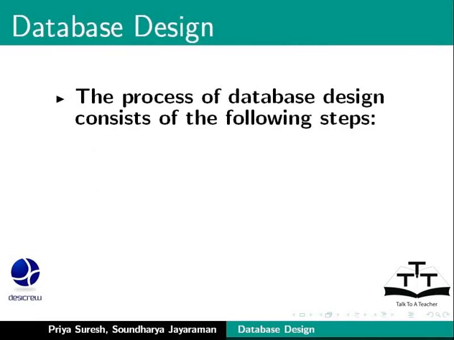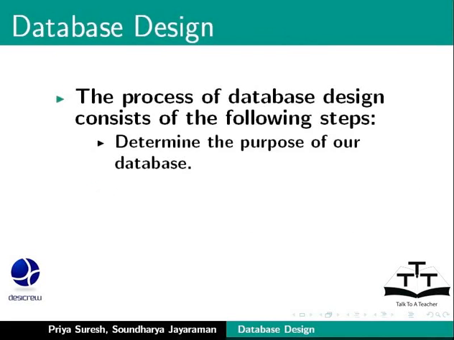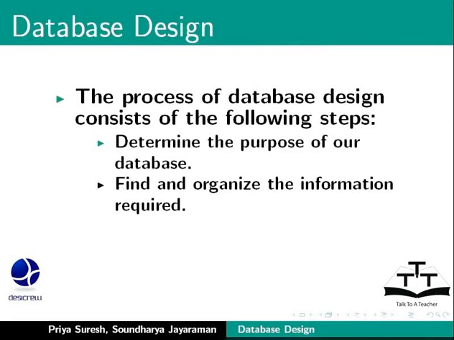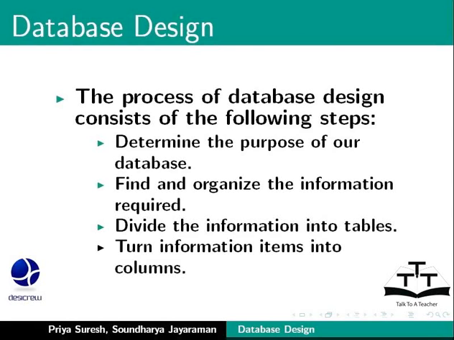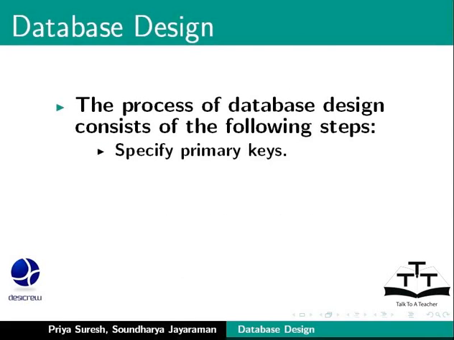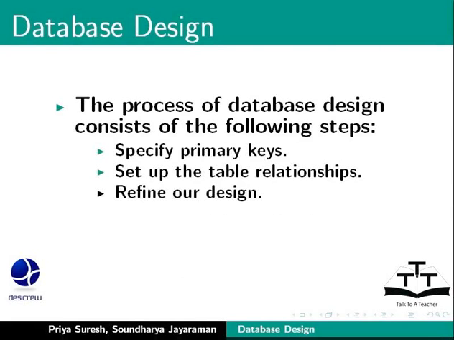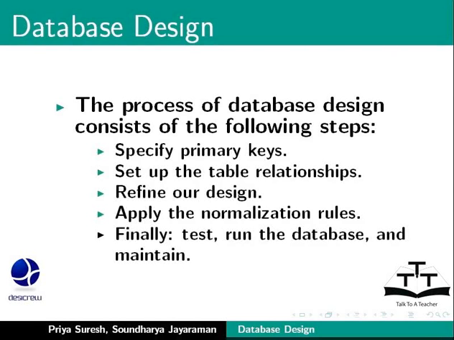The process of database design consists of the following steps: determine the purpose of our database, find and organize the information required, divide the information into tables, turn information items into columns, specify primary keys, set up the table relationships, refine our design, apply the normalization rules, and finally test, run the database and maintain.